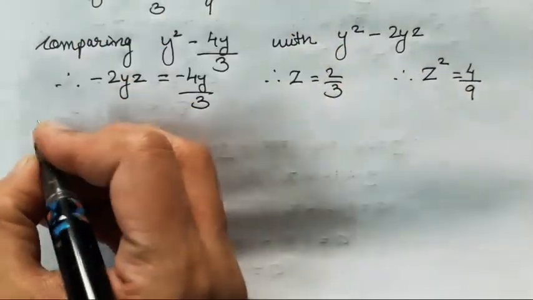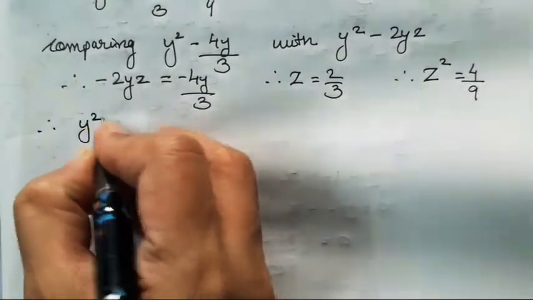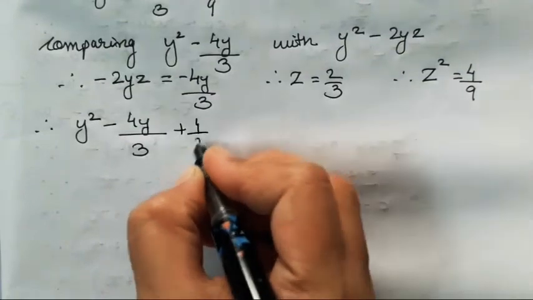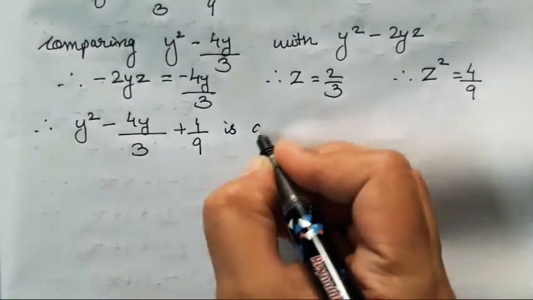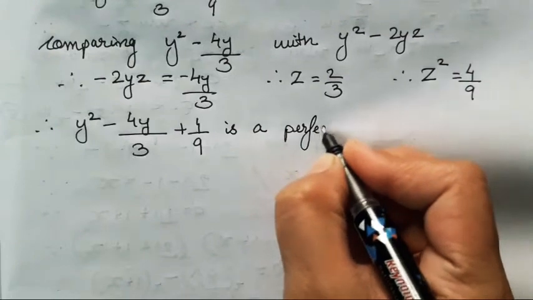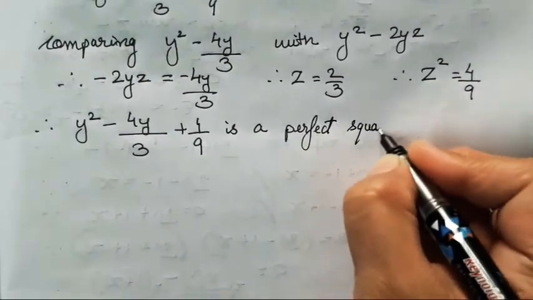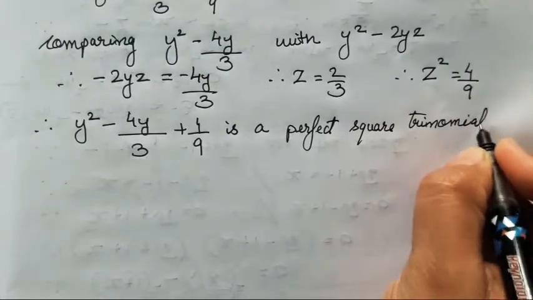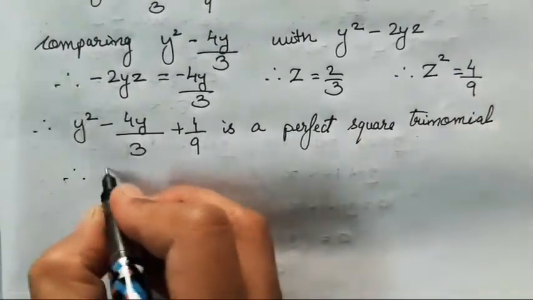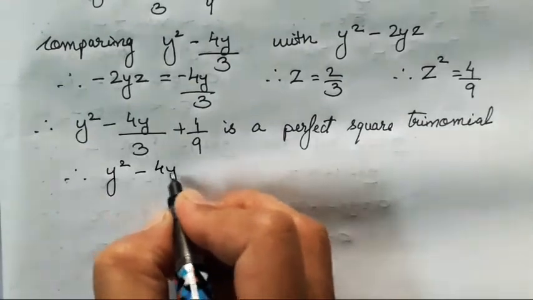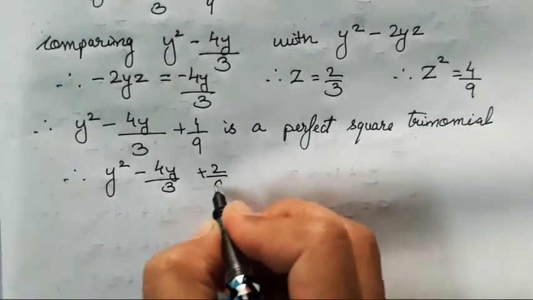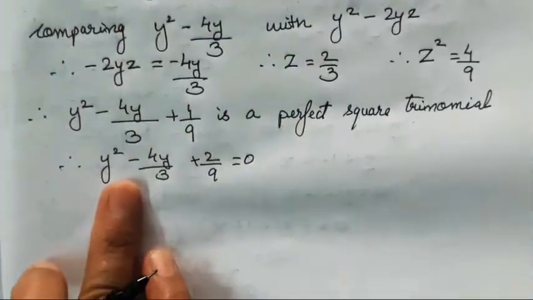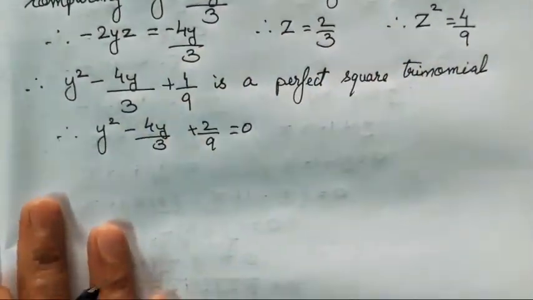Now you all have to mix it with the equation. Therefore, y square minus 4y upon 3 plus 4 upon 9 is a perfect square trinomial. The steps you all have to do it in the same way as I have shown you all. Don't change it. You all might get confused. Minus 4y upon 3. This is the same question that we have got in the first step over here. So that only I have written over here because we need to mix this together.